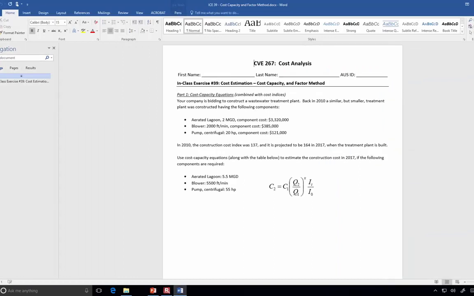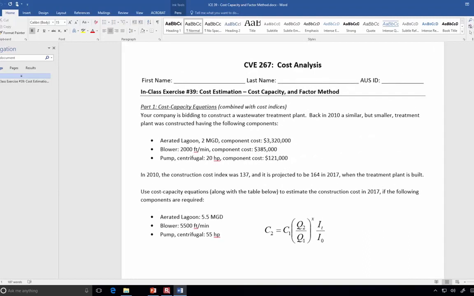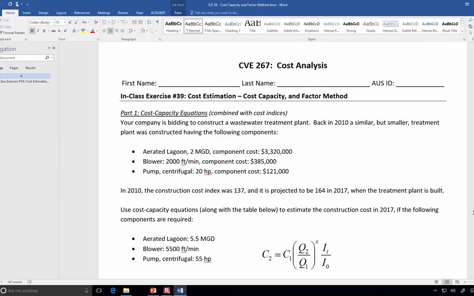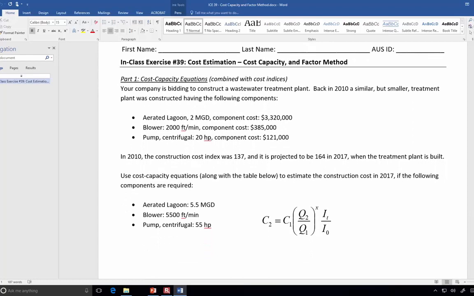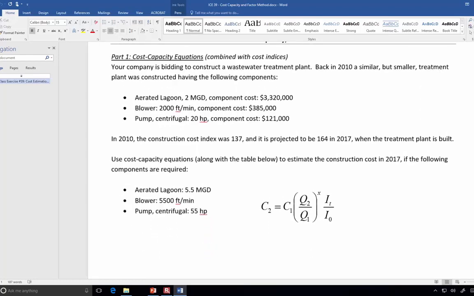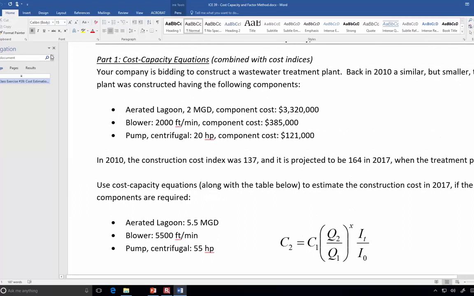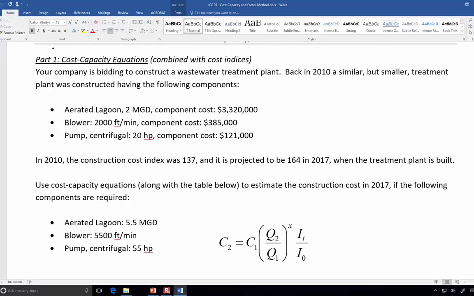Okay, before you get started on the calculations, let's read through the problem statement together to make sure we're all on the same page. The first thing is that we are combining the cost capacity equations with the cost indices. That means there's old pricing data. Back in 2010, our earlier year, we had the smaller treatment plant with this sizing and component costs. These component costs are what you're going to use as the C values. And the sizing, it may be horsepower, that becomes a Q. It could be flow rate, size.